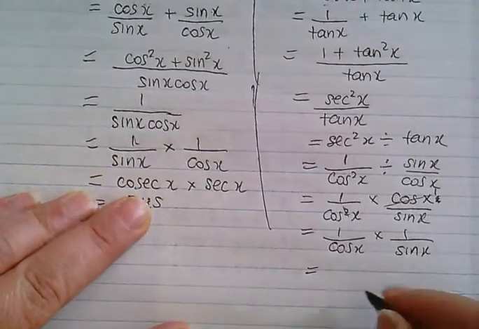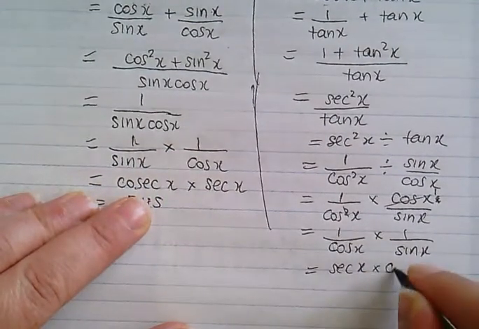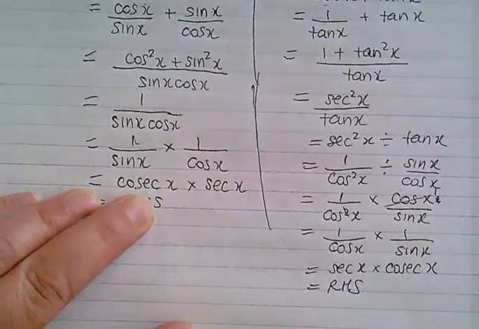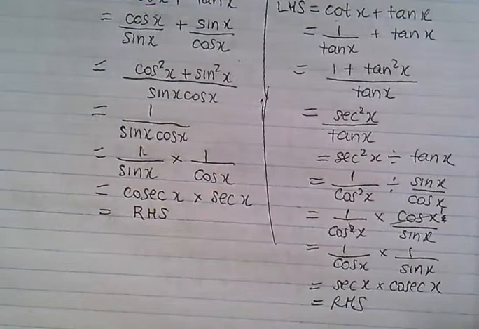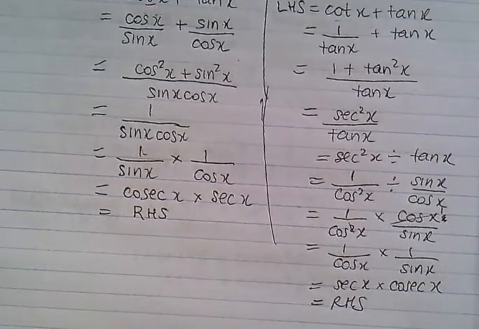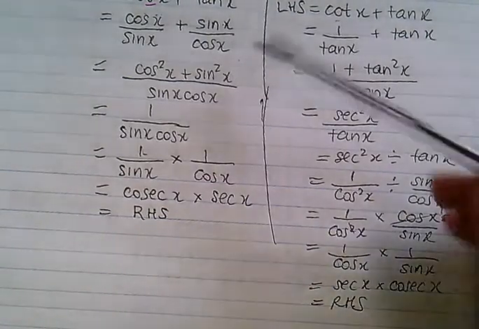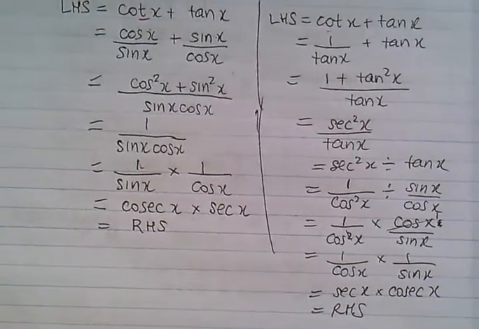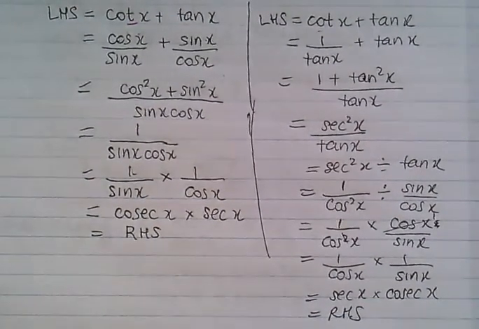Which is sec times cosec, which equals the right-hand side. So if you were to do it that way, it does involve a bit more, and you end up doing all this anyway. So this is better. All right. So look, sometimes you have to change the cot to 1 on tan, and other times you may not have to. Look, there are several ways you can do your proof.